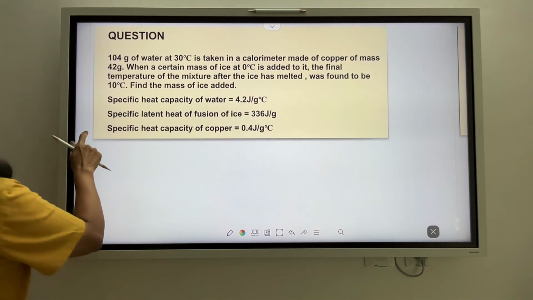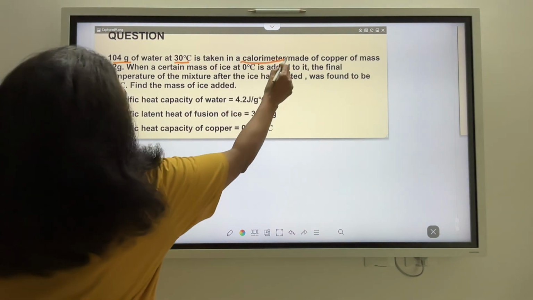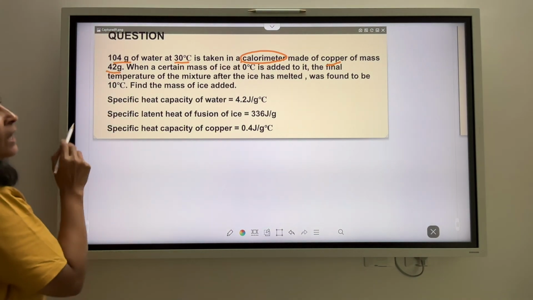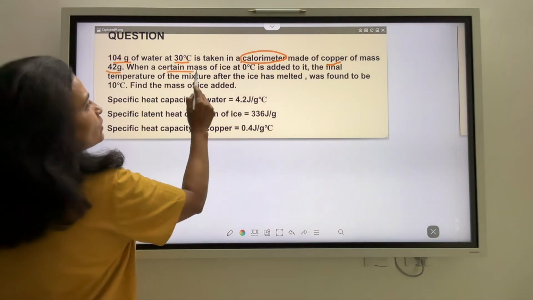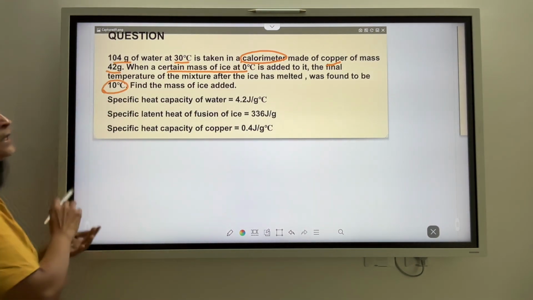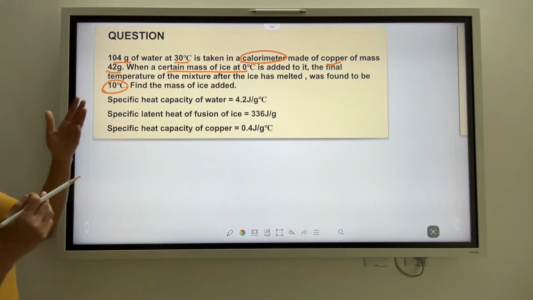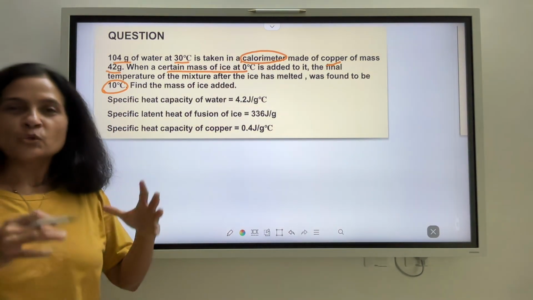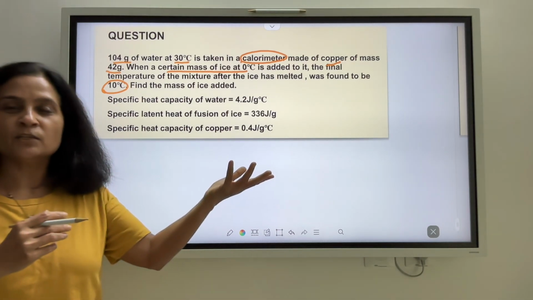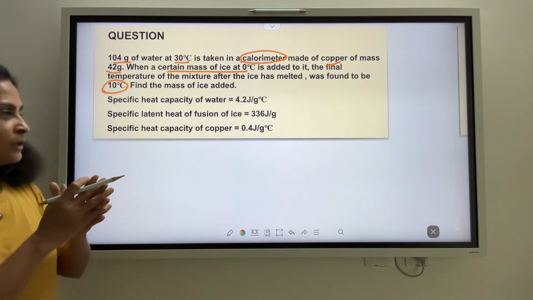We have 104 gram of water at 30 degree. It is taken in a calorimeter which is made up of copper, the mass being 42 grams, and into that a certain mass of ice at 0 degree has been added to reach a final temperature of 10 degree. We have to find out how much of ice has been added to the water in the calorimeter. So water plus the calorimeter as one unit and ice as the other unit, between which the heat exchange is going to happen. So what do we have to do?